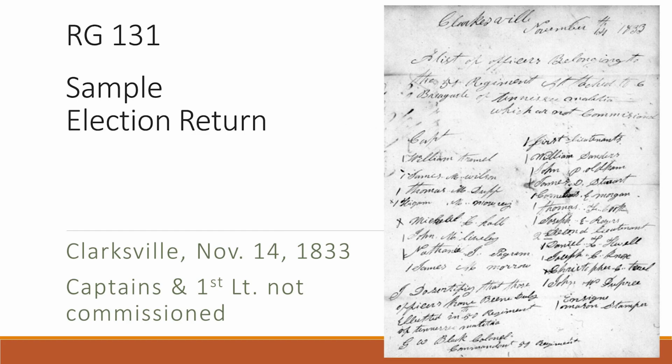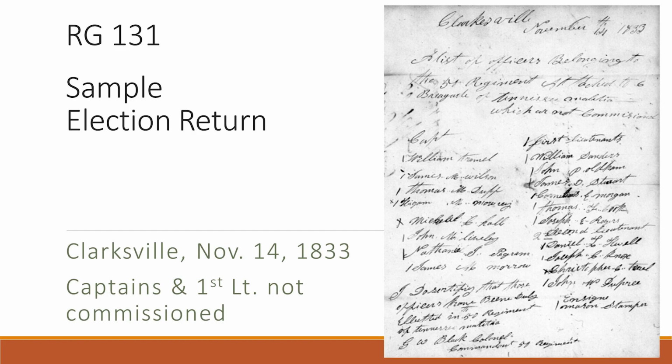So let's take a look at a kind of record you're going to find in record group 131. This is an election return for the militia company in Clarksville, November 14th, 1833. This was a list that had to be generated after the election, because the way this worked is you would meet with your local company, elect your officers, send that to the governor, but the governor had to issue the commissions for those elected officers.